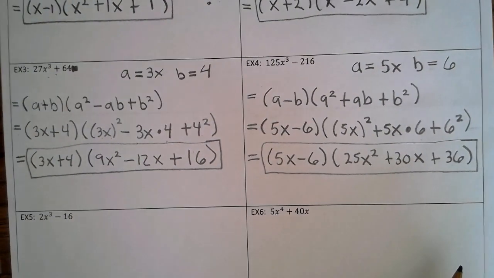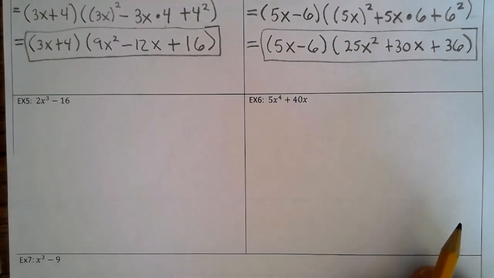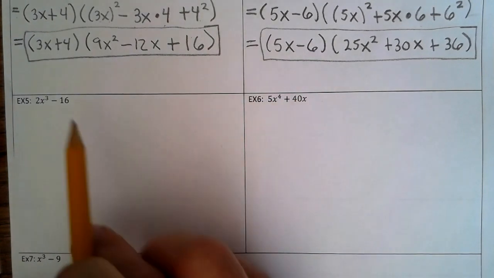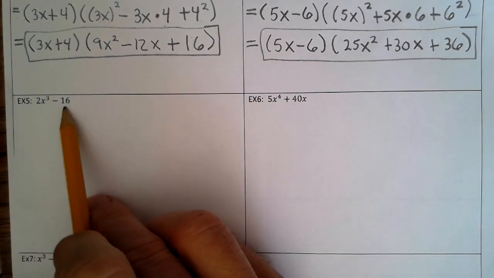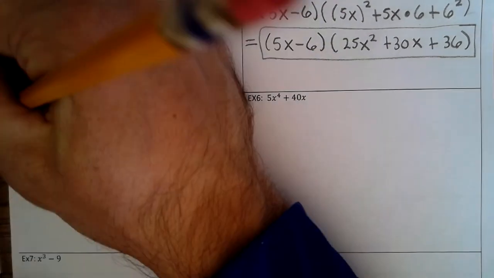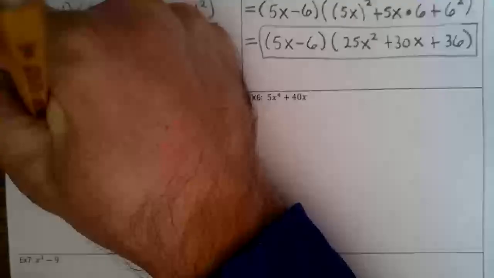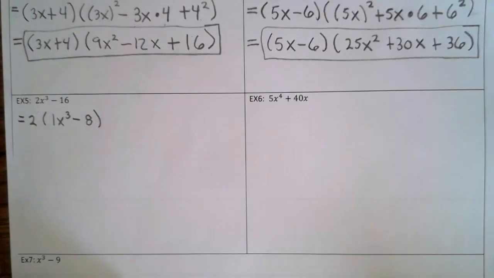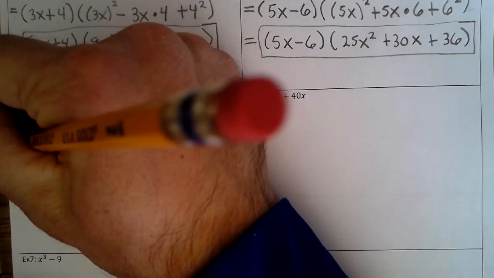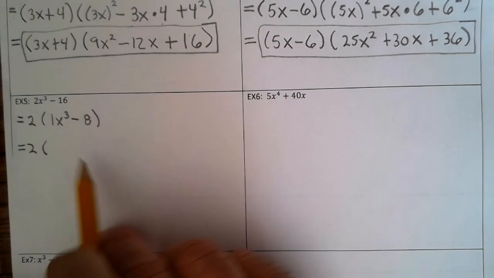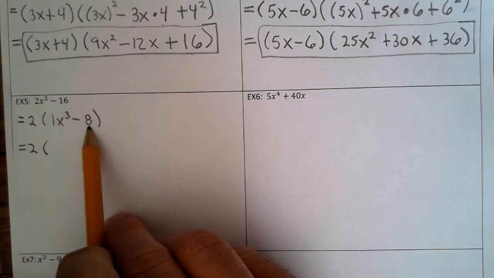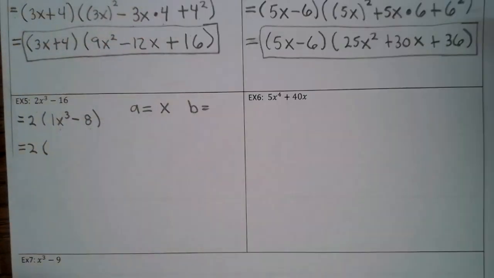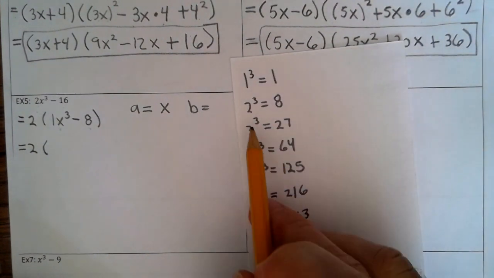All right, let's take a look at example 5. Now, in example 5, you can see that you can actually factor out a greatest common factor first, okay? So we can actually factor out a 2 first, which leaves 1x cubed minus 8. So we're going to keep the 2, but we're going to use this for the difference of cubes. So we know here that a is x, and b, we know from here, b is 2.